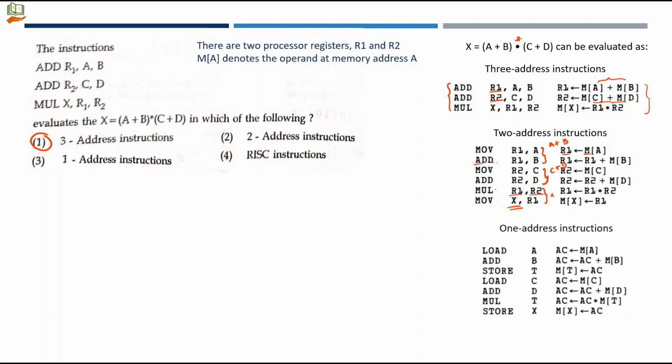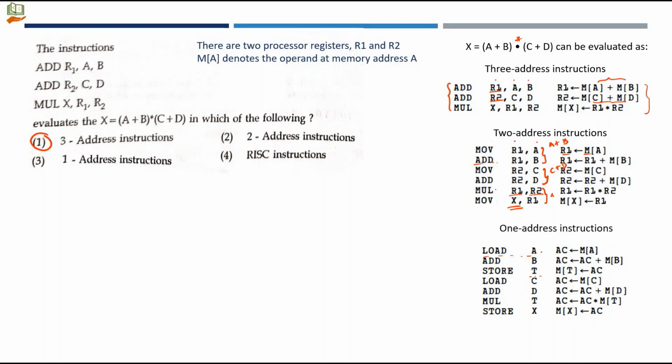Let's see the 1 address instruction format. In 3 address we had 1, 2 and 3 addresses totally. In 2 address we saw 1, 2, 2 addresses in total. Now there is only 1 address involved. Load A, add B, store T. What is the variable T here? It is the address of a temporary memory location required for storing the intermediate result. So far we have been working with A, B, C, D and X. But in 1 address instruction we have a new term T. That's why I asked what T is. It is for the intermediate result.